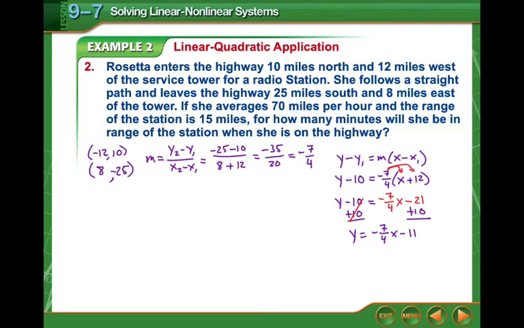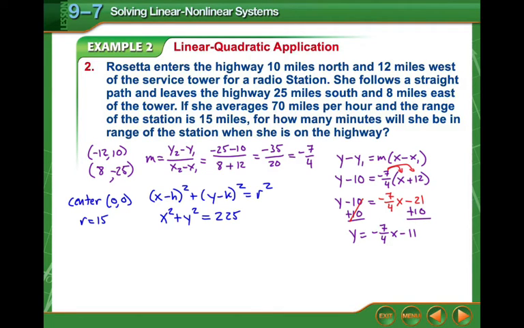Now we need to figure out the equation for the circle that is the area that the radio station covers. That one's fairly simple. The center for the radio station is at 0, 0. And we know our radius is 15 miles. So remember the base form for that is x minus h squared plus y minus k squared equal to r squared. Again, h, k is 0, so that just is x squared plus y squared. And our r squared, that's 15 squared. We can leave it as 15 squared, but 15 squared is 225. So now we have our equation for our circle.